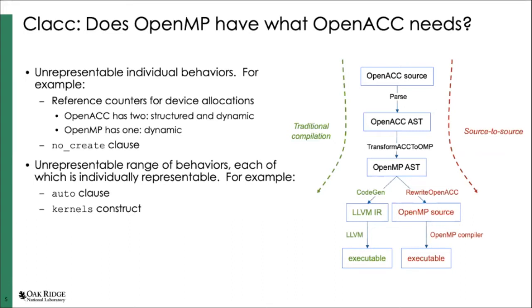Second, there are unrepresentable ranges of behaviors, each of which is individually representable. For example, using OpenACC's auto clause, the OpenACC application developer can specify that they're not sure whether a loop's iterations are data independent. So the compiler must make this determination. If it can, it parallelizes the loop. If it cannot, then it must execute the loop sequentially. In OpenMP, we can certainly represent the sequential loop or the parallel loop, but we cannot represent the auto clause's possibility of either case and the condition for choosing between them.